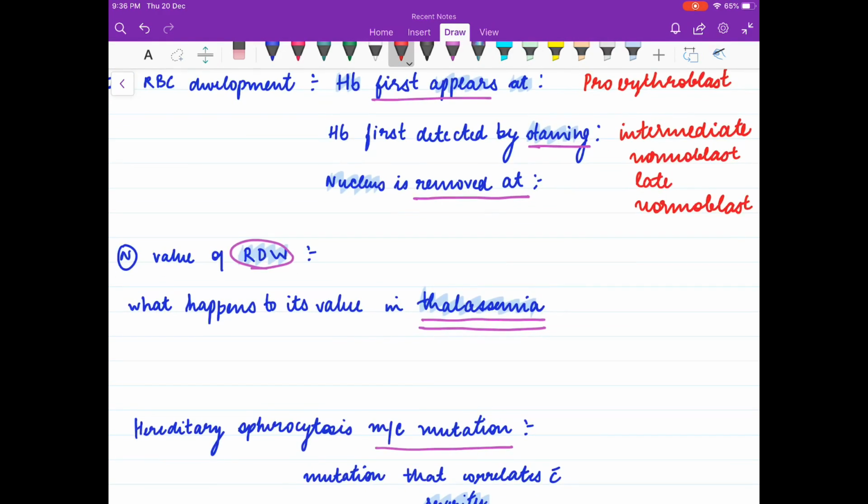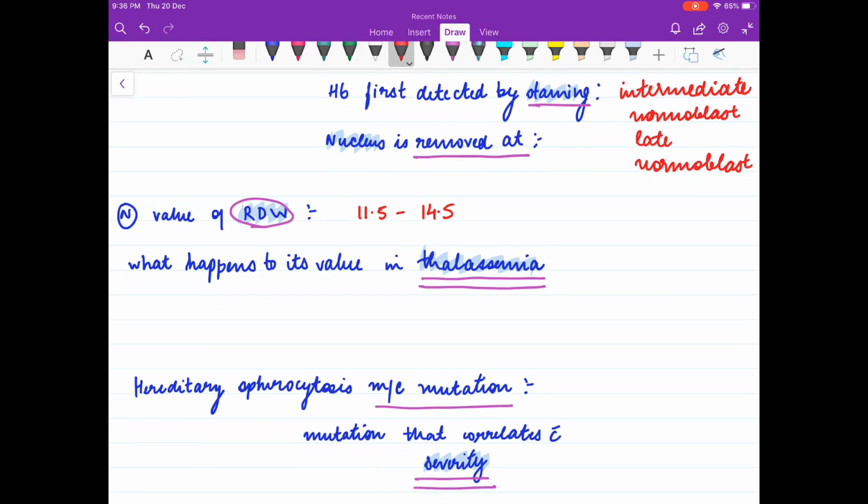Normal value of RDW is 11.5 to 14.5. What happens to its value? It remains normal in thalassemia. In iron deficiency anemia, its value increases.